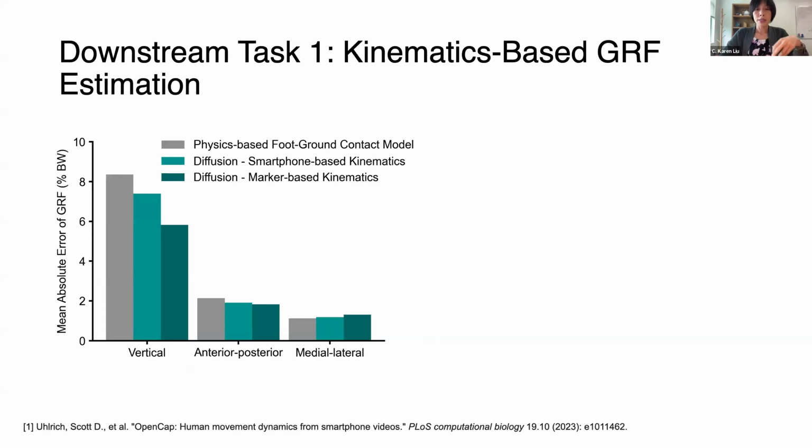And the dark green is the same thing. It's the diffusion model that predicts the ground reaction forces, but uses the motion capture as input kinematics information. And you can see that the vertical force, the normal direction, is the most important one. And we can see a lot of improvements already in terms of accuracy in prediction.